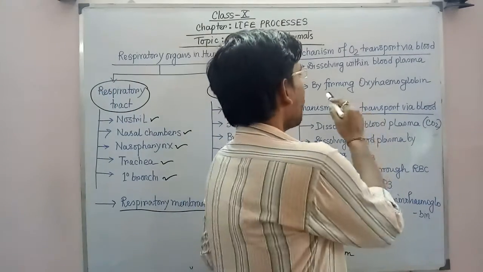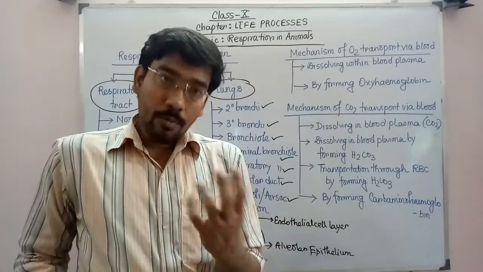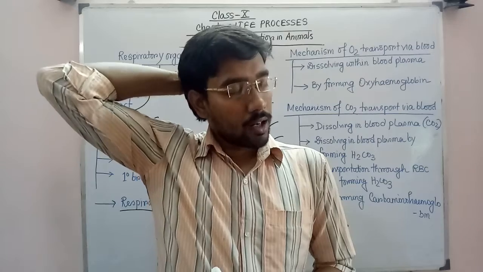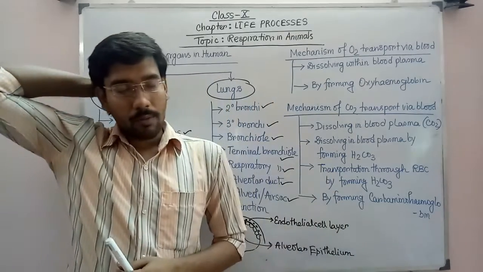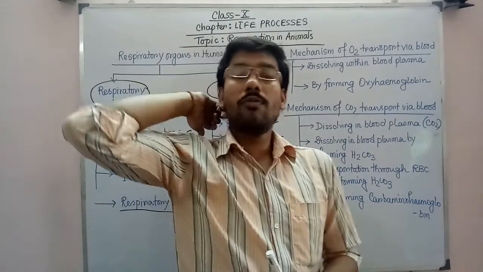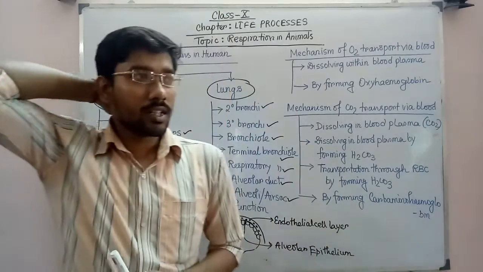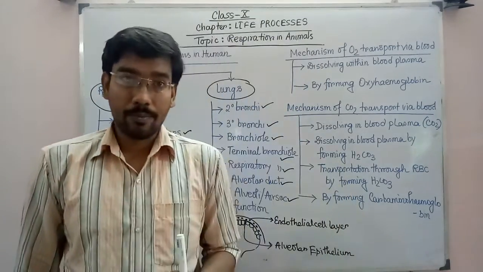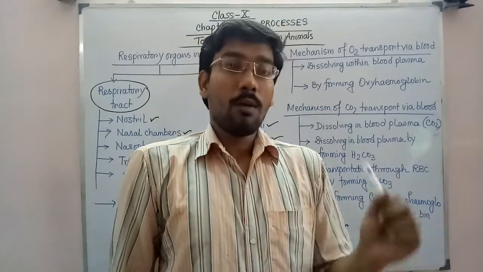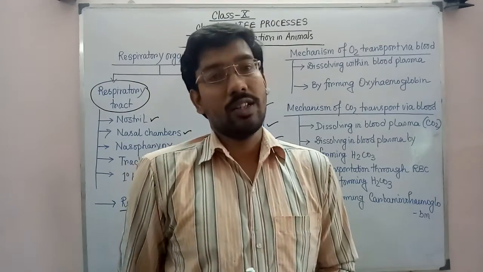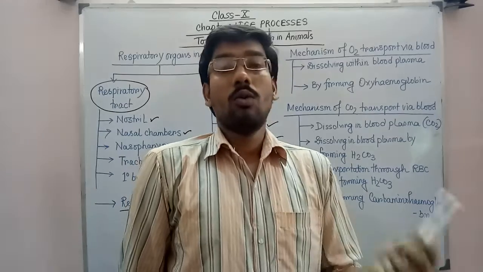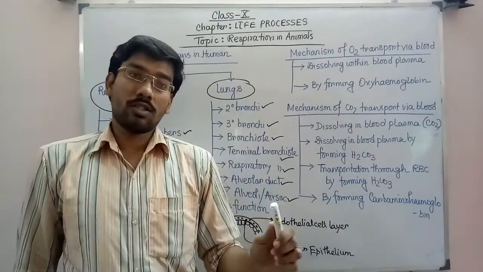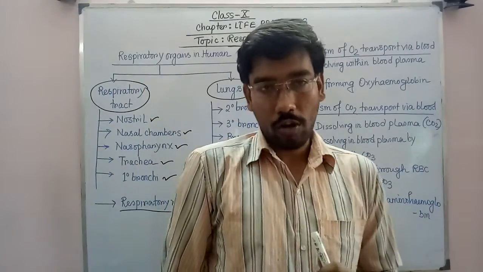Okay. Next, by forming oxyhemoglobin. RBC, or the hemoglobin, which is also present in the blood, is also responsible for transporting this oxygen. So oxygen can be dissolved in blood plasma, and it can also be transported with the help of hemoglobin present within the RBC. For that, what has to be formed? Oxyhemoglobin. By forming oxyhemoglobin, oxygen is transported to each and every body organ.